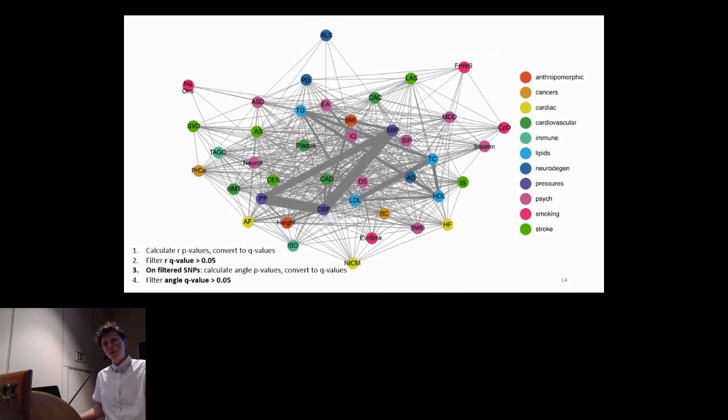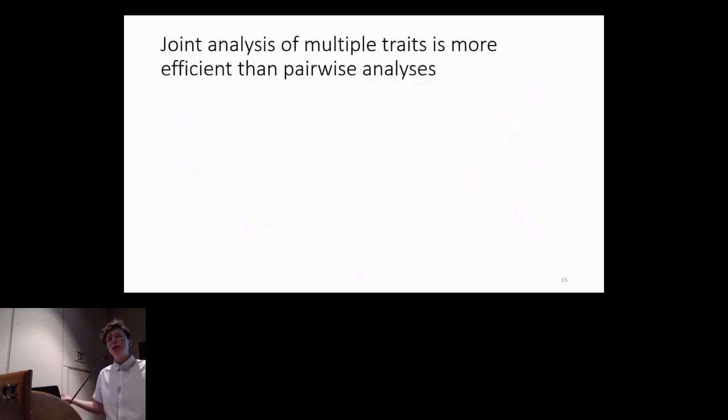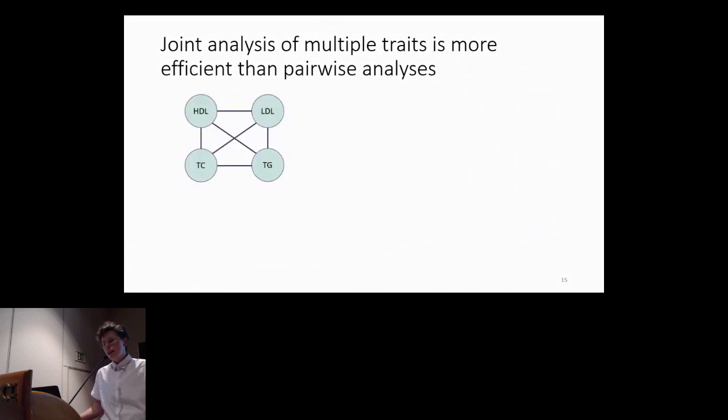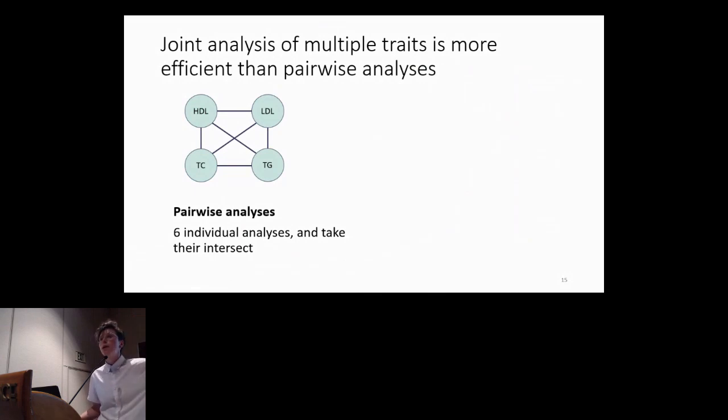So before, I've always been talking about finding shared SNPs between 2 traits, but now we would want to find SNPs that are shared by more than 2 traits. So first, again, I want to walk you through the motivation for this. If we would analyze these 4 traits of that example in a pairwise manner, we would have to do 6 individual analyses and then take the intersect of all the shared SNPs. And then we would know which SNPs are shared by all 4 traits.